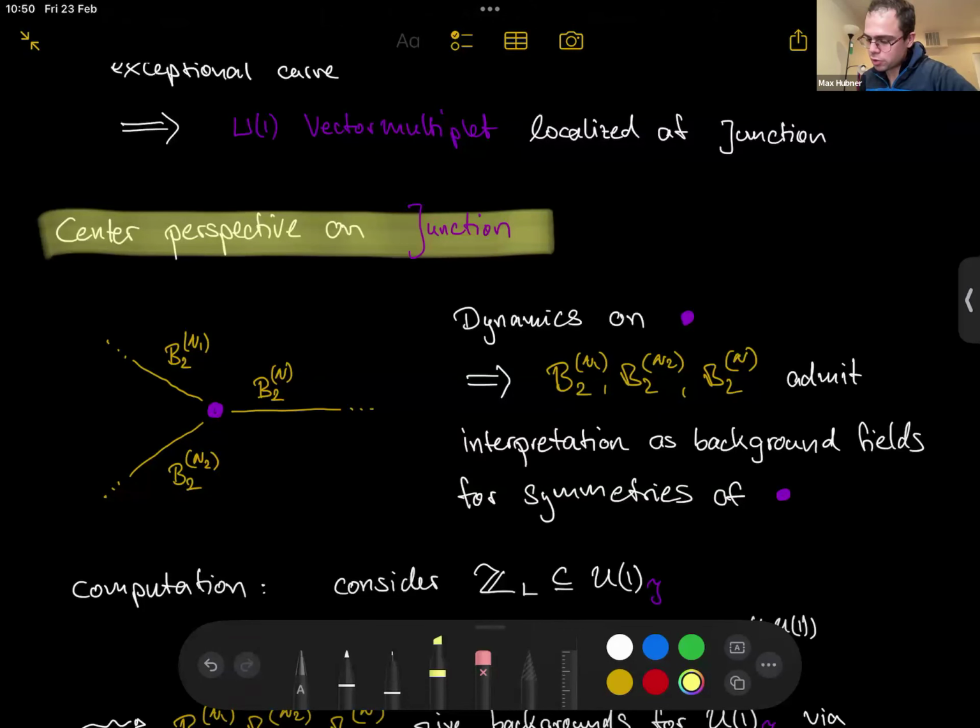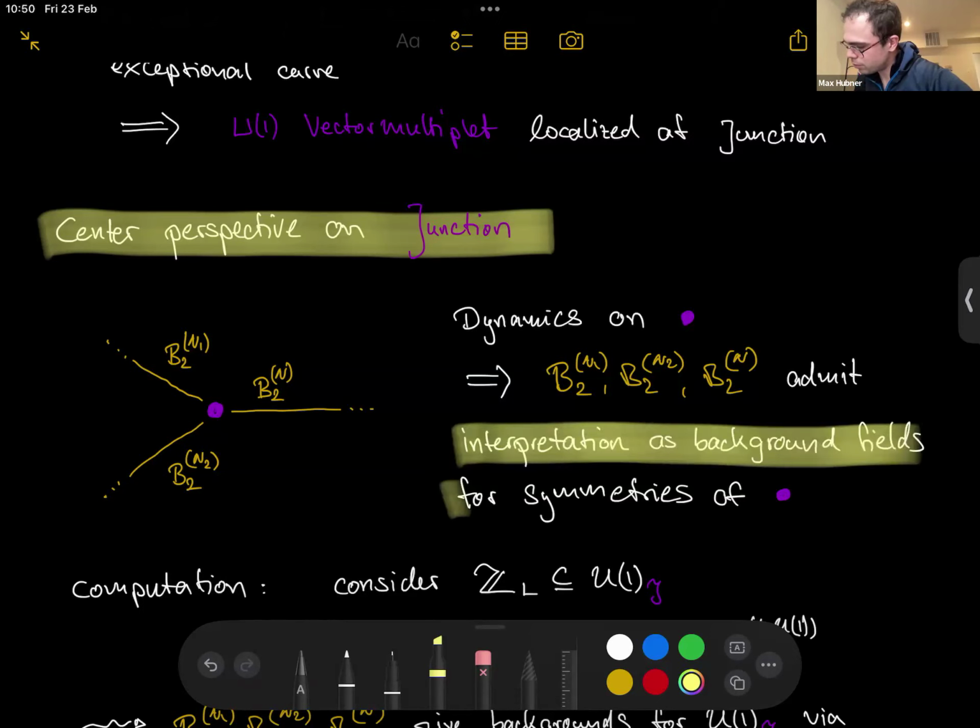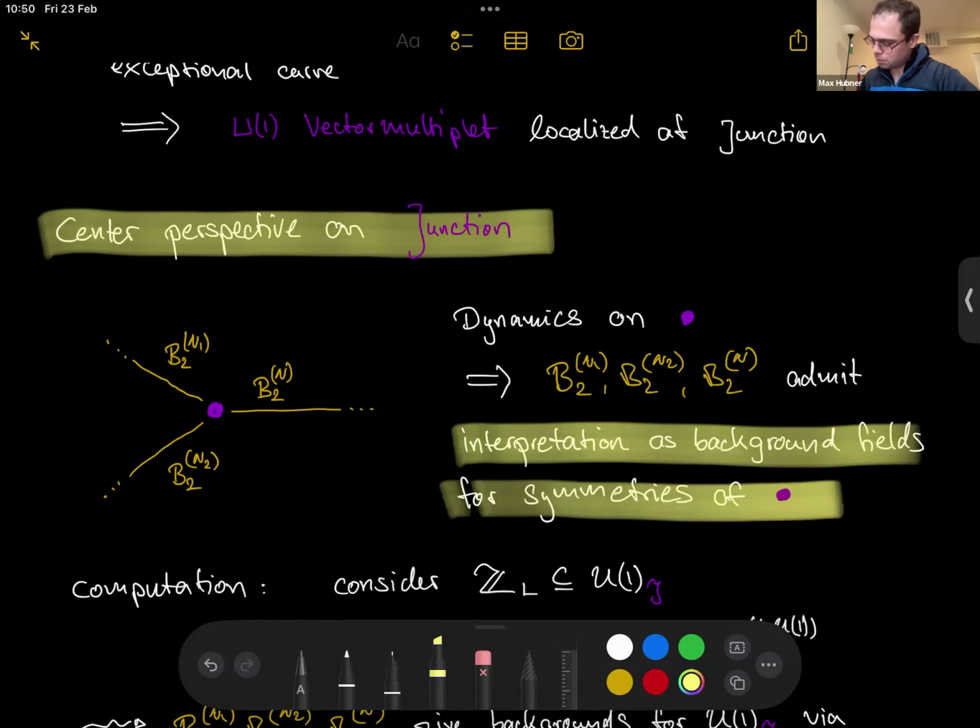Each of these fields, B2N1, B2N2, and B2N, I can just ask, what is their interpretation with respect to the junction? They should, via standard SymTFT logic, be interpreted as background fields for some symmetry of the junction theory. Right, this is what I've written out here. And so this is what we do.